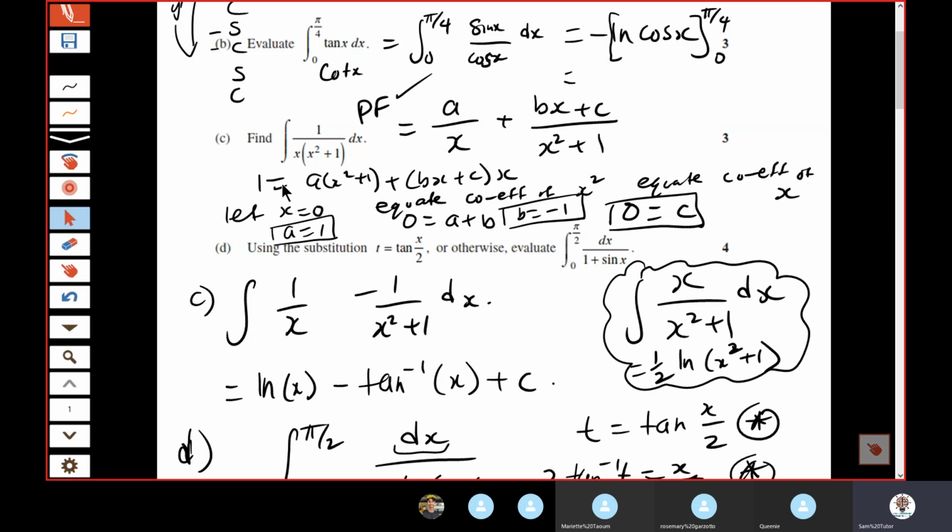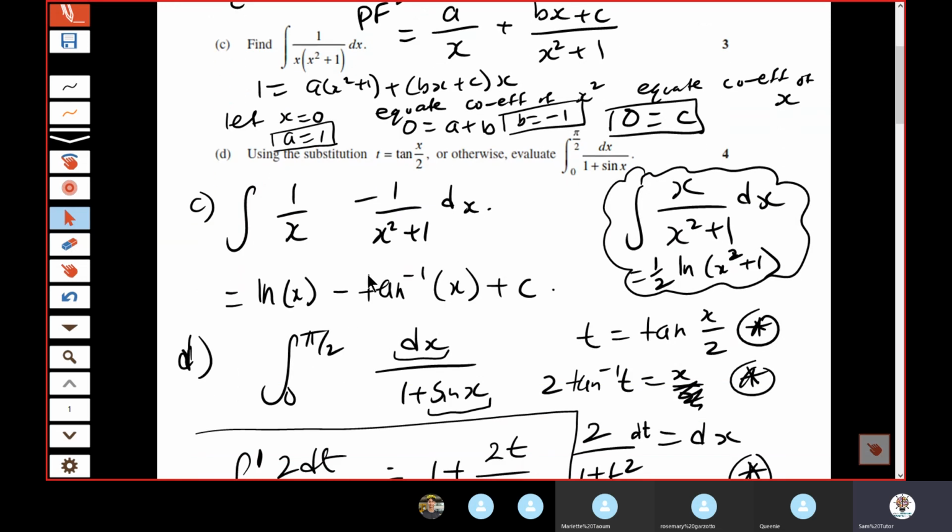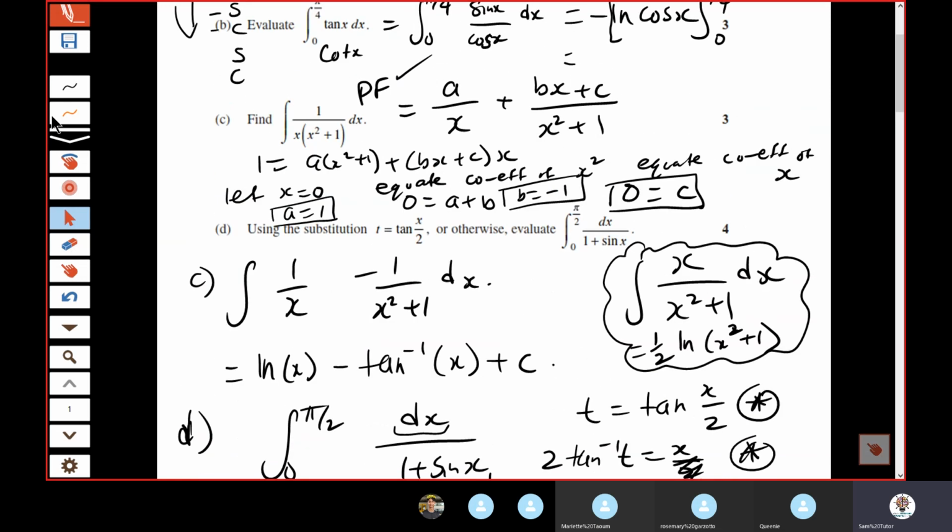Equate coefficients of x squared. All right, this is 0 equals a plus b. A is -1. I fully missed that x. Did I just write -1? It's not so much that this becomes a log. It's that I made a mistake here. This is bx. I just wrote -1. x. If it's obviously x now, which means it is this, it becomes a log.